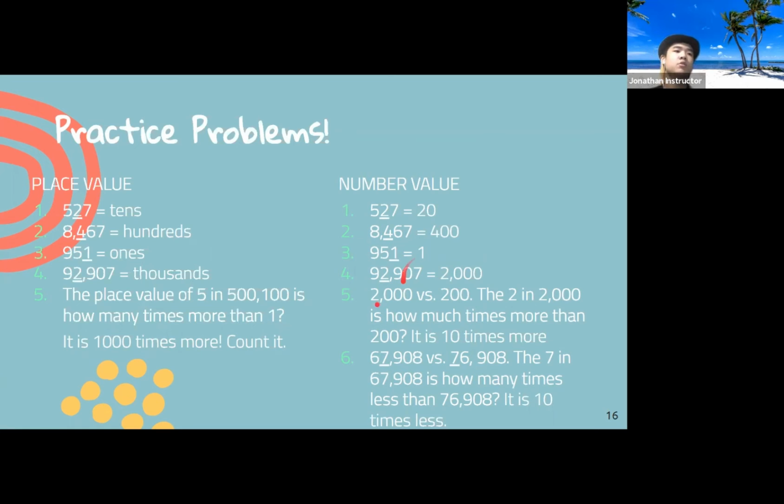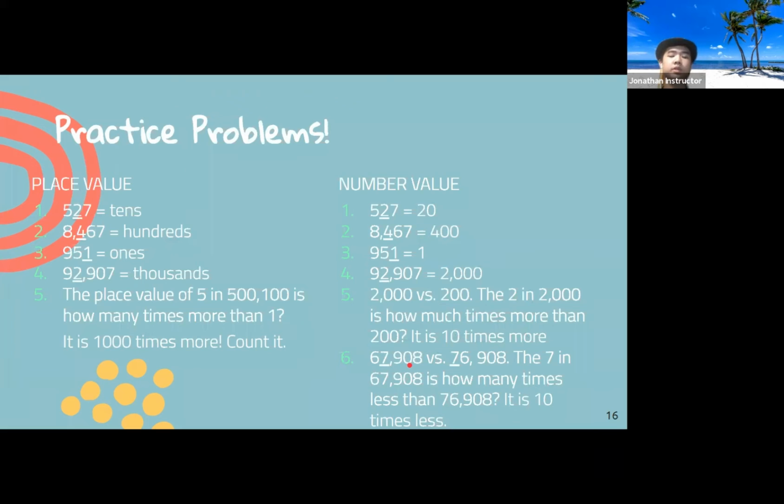And then, okay, so 2,000 versus 200. So the 2 in 2,000 is how much times more than the 200? Remember, this is basically a place value problem. So I might trick some of you, but the 2 is in the thousands place, and then the 2 in the 200 is in the hundreds place. So it's 10 times more.